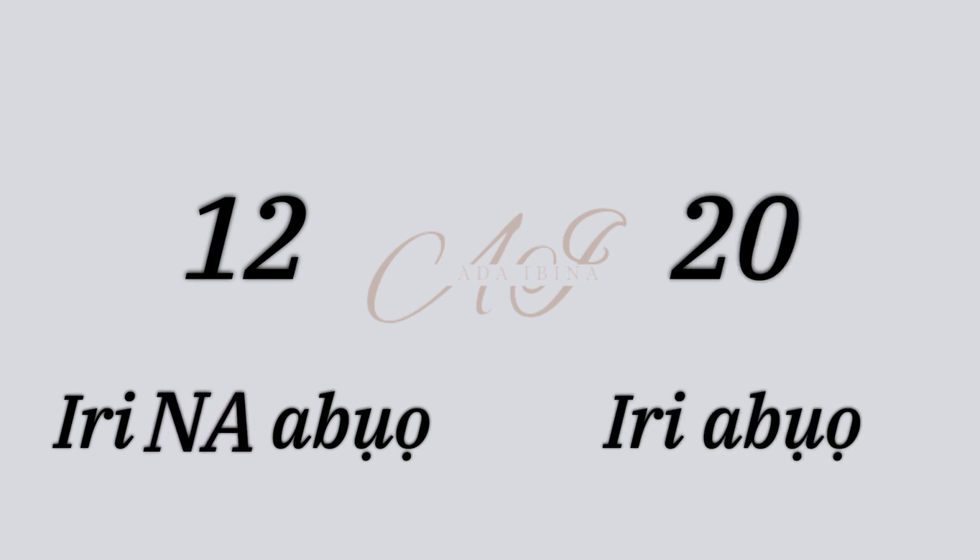That is 10 is iri. Abụọ is 2. So that literally means 10 in 2 places or 2 tens, which gives you 20. So that is iri abụọ. Now this is not to be confused with 12. 12 is iri na abụọ. That is 10 and 2. But 20 is iri abụọ. That is 2 tens. Alright?